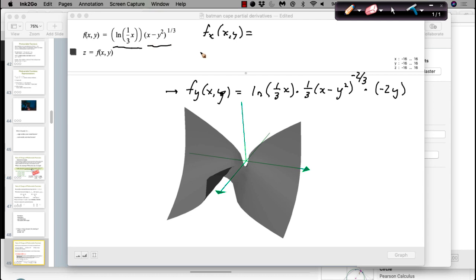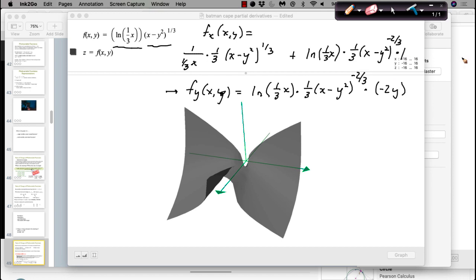Okay, so derivative of the first times the second, plus the first times the derivative of the second, which is going to be 1/3 x minus y squared to the power, times what? Just 1, right? The derivative of the inside now is the derivative of x, and that's just 1, so there's nothing.